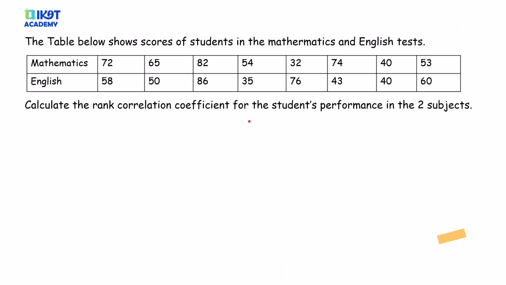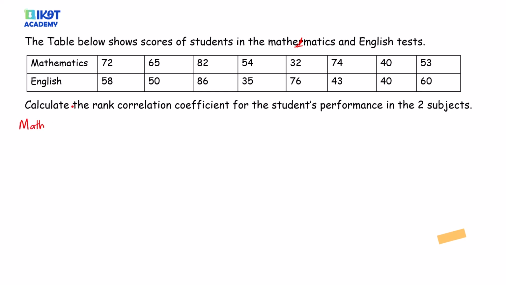Okay, so now let's start looking at examples. So now this is our first example. The table below shows scores of students in mathematics and English tests. And then the question says calculate the rank correlation coefficient for the students' performance in the 2 subjects. So I think I should have actually drawn lines, but let's do it.